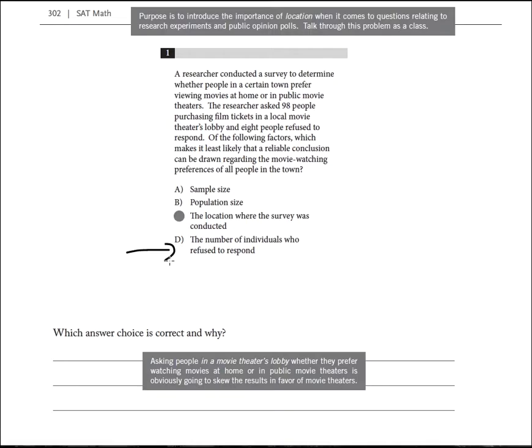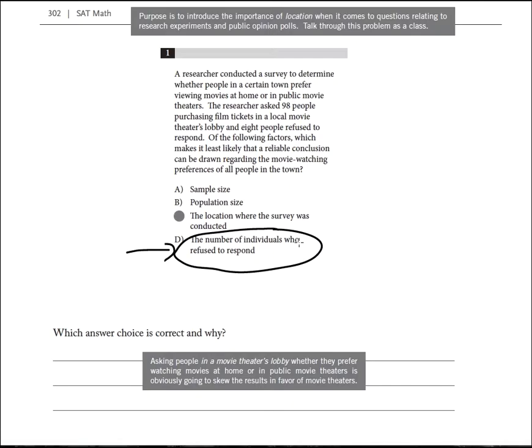The only way that could ever be the correct answer is if it were something like 98 people were surveyed and 92 people refused to respond. Obviously, in that instance, the sample size would be too small to get a valid result, but I've never seen that on the SAT. I've always seen this choice about the number of people who refuse to respond as one of the trap answers, so I want you to bear that in mind.